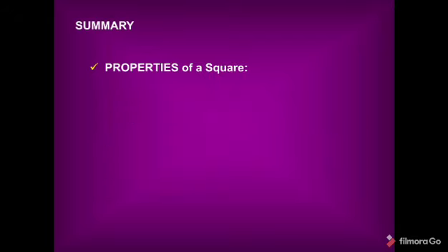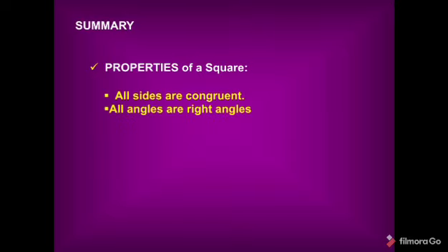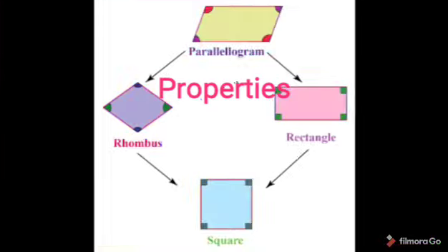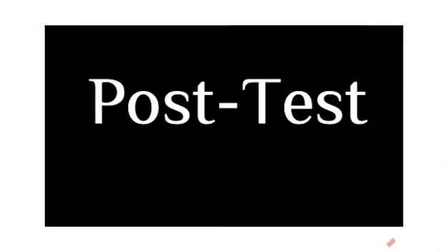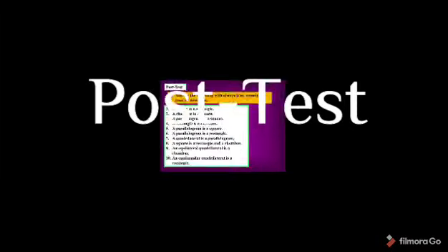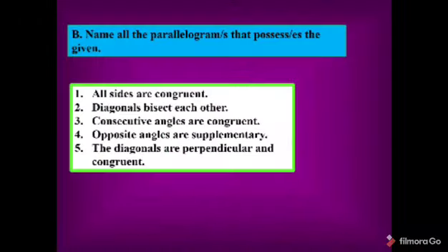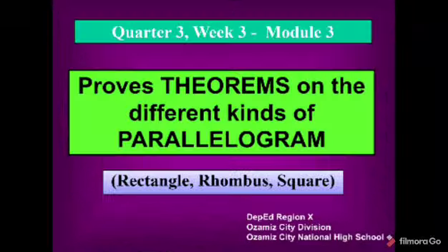Now let's proceed to the properties of a square. All sides are congruent. All angles are right angles. Each diagonal separates the square into two congruent triangles. There you go, the properties of the rectangle, rhombus, and square. So let us now have the post-test. Letter A. Answer the following with always true, sometimes true, or never true. Letter B. Name all the parallelograms that possess the given. Once again, this is quarter 3, week 3, module 3.